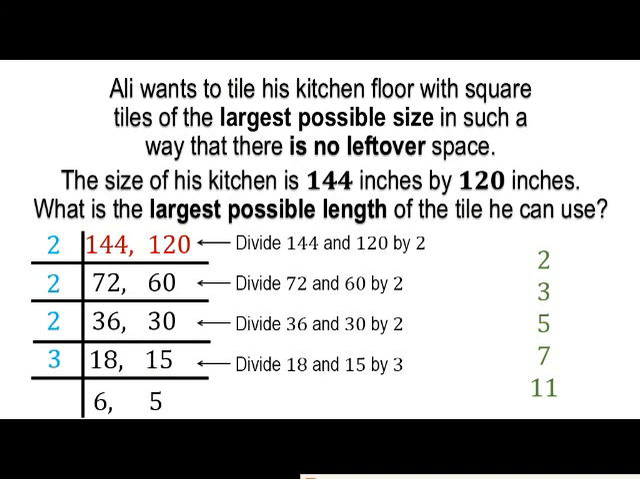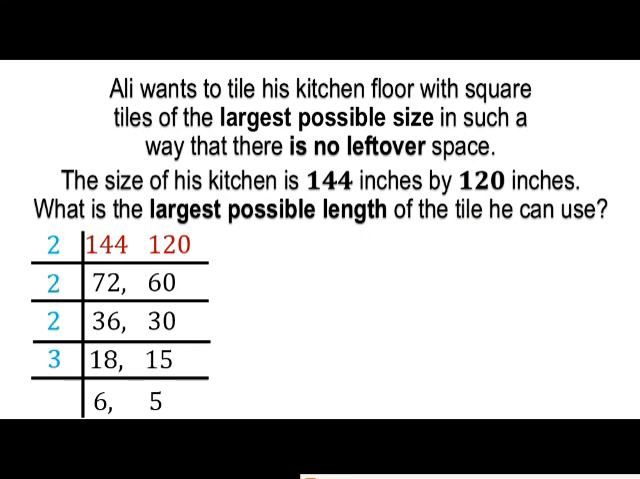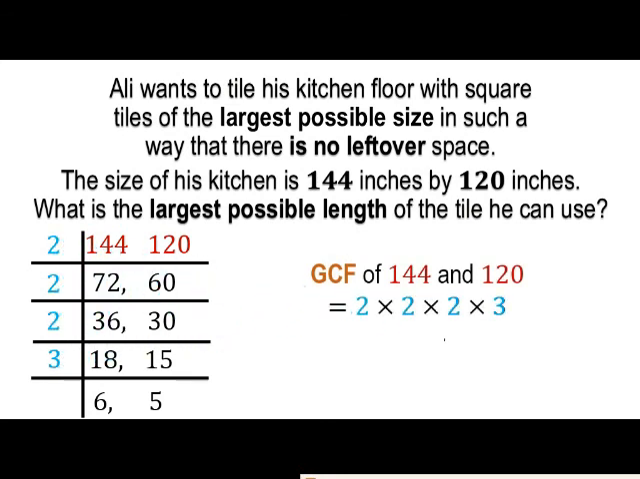Now we have got 6 and 5, and we know 5 is a prime number, and we cannot divide 6 and 5 further with any single number, so we have to stop here. Now to find GCF, we simply find the product of all of these common factors: 2, 2, 2 and 3. So what is the product of these four numbers? 2 times 2 equals 4, 4 times 2 equals 8, and 8 times 3 equals 24. That means GCF of 144 and 120 is 24.